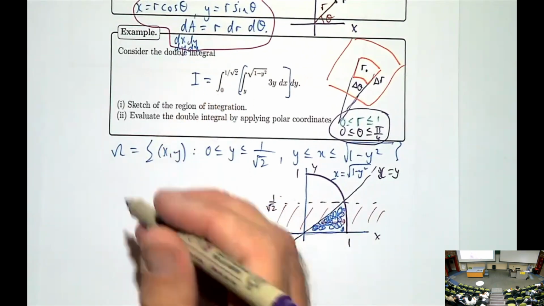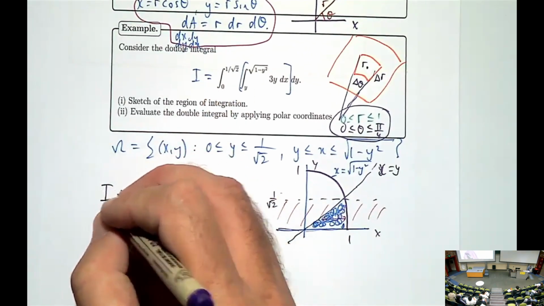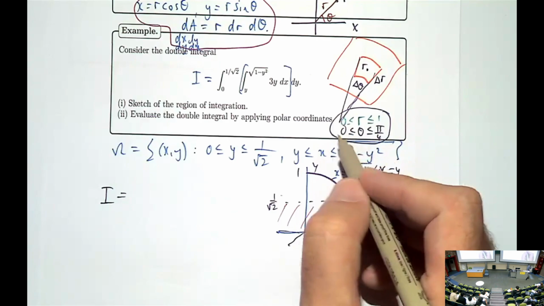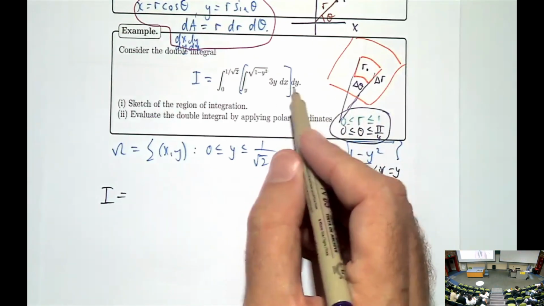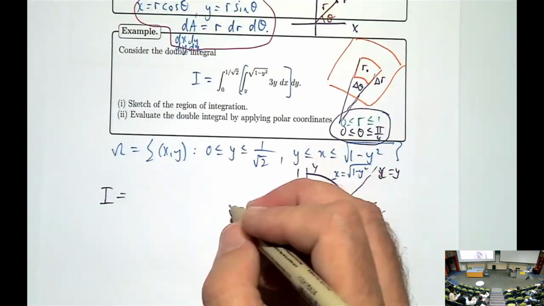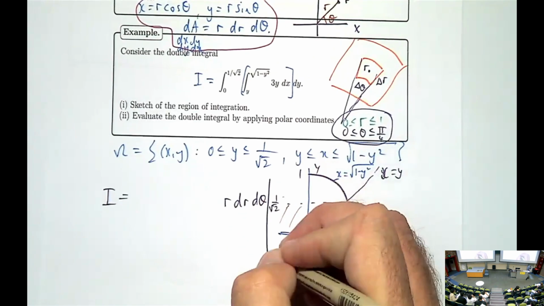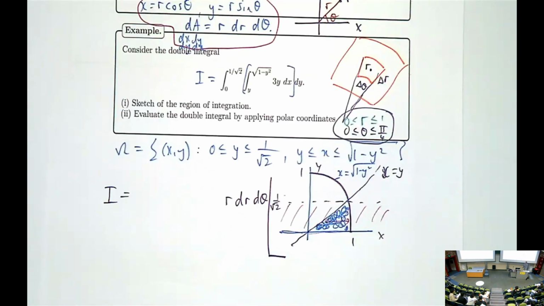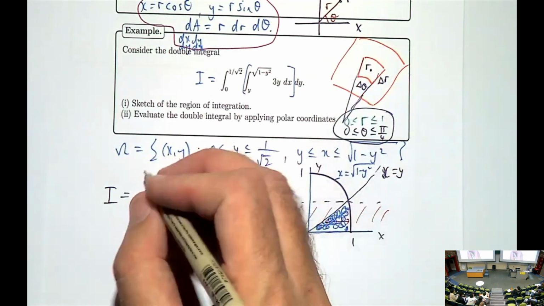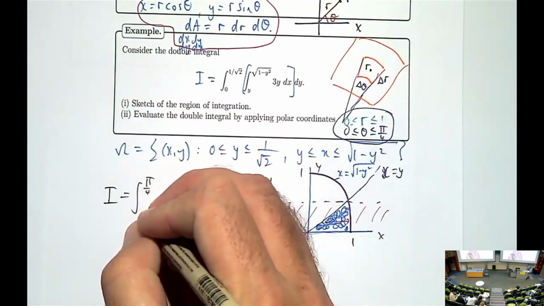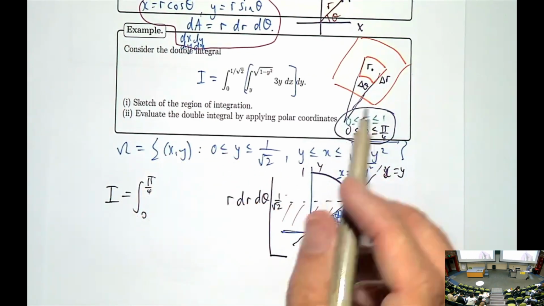All right, so let's do it. Let's rewrite this integral in terms of these things. Now, instead of this dx dy, I'm going to have r dr d theta. That implies that theta is going to be the first integral sign that I look at. Theta is between 0 and pi on 4, and r is between 0 and 1.